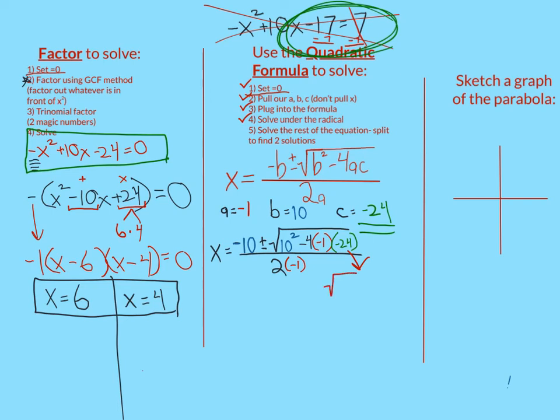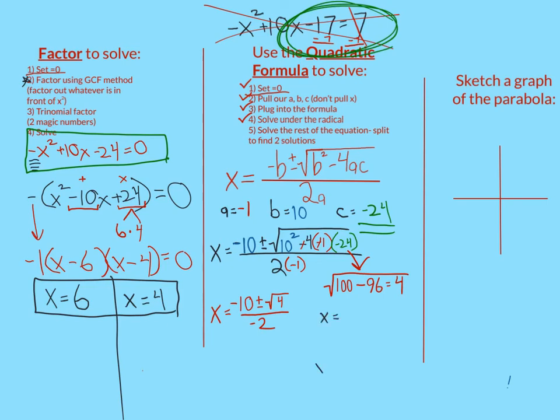10 squared, 100. We got 3 negatives. 1, 2, pair of them cancels. We're left with a single negative, which is going to go under here. 4 times 24 is 96. So we end up with 100 minus 96 is 4. So it's really just square root of 4. So we'll have -10 plus or minus the square root of 4, over 2 times -1 is -2. And there we go. We can get to our two final solutions.